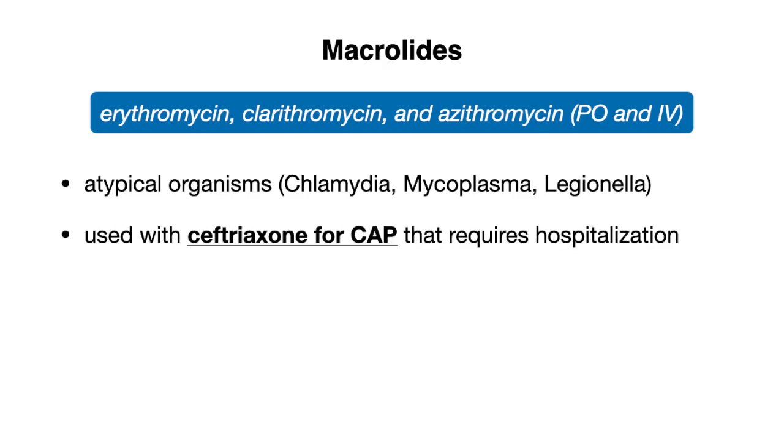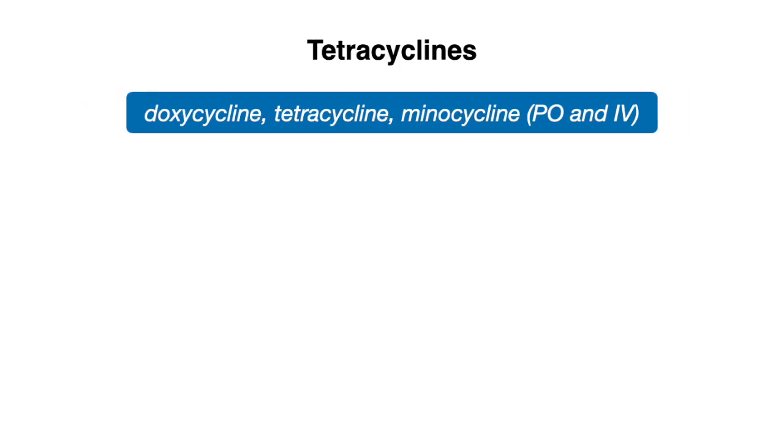So because of this, it's often used with ceftriaxone for community-acquired pneumonia that requires hospitalization. Ceftriaxone is added on because it will cover for strep pneumo, while the macrolide will cover for your atypical organisms. Now we have our tetracyclines, which includes doxycycline, tetracycline, and minocycline. These come in a PO and IV form.